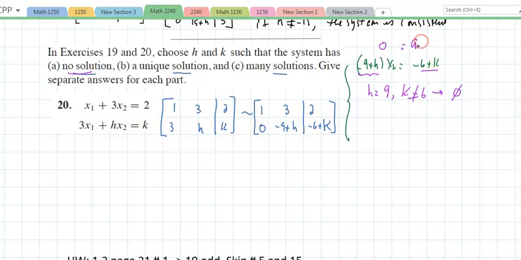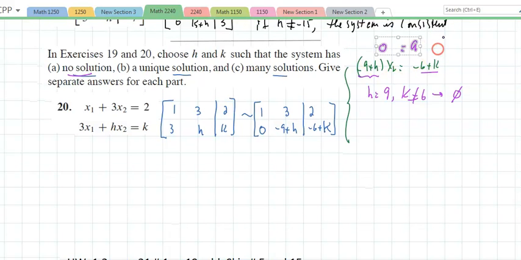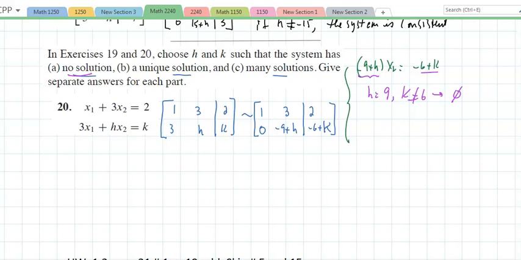0 cannot equal that. If I want to have an infinite amount of solutions, those are the easiest. So let's do that next. If I want to have many solutions, I will have H equal to 9. I want 0 to equal 0. Right? Here I want 0 to equal A, where A is not 0. So 0 equal to 0, I must have H equal 9 and K equal 6. That will mean we have an infinite amount of solutions. Once you free one variable, you have an infinite amount of solutions.